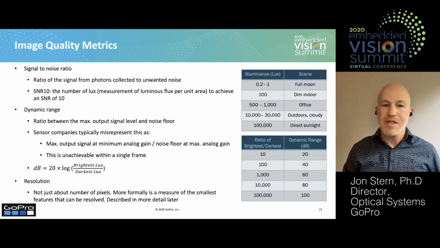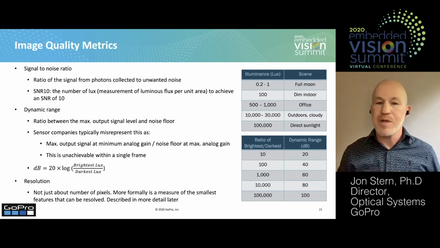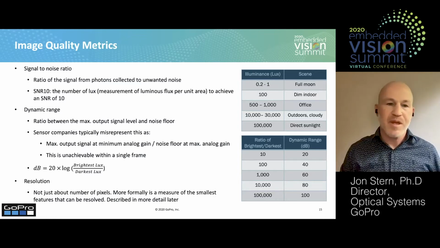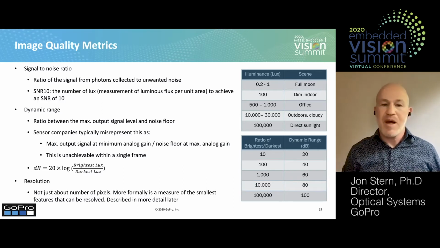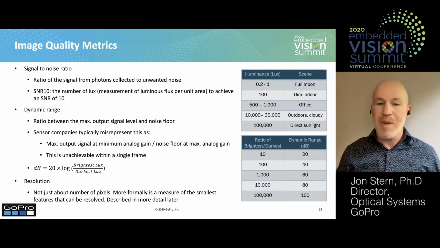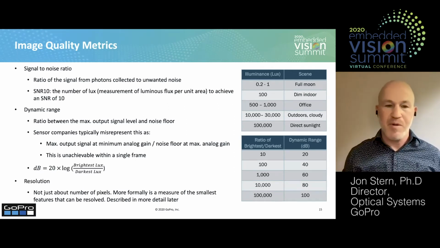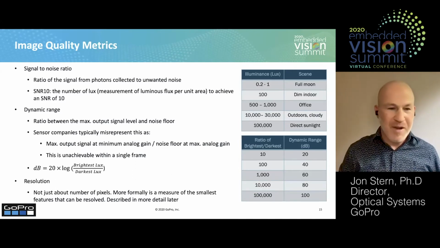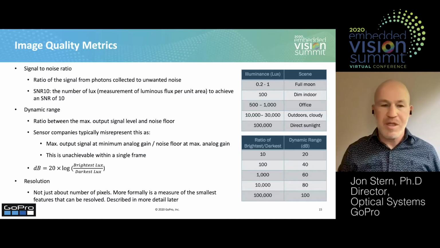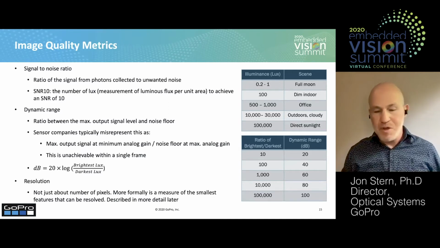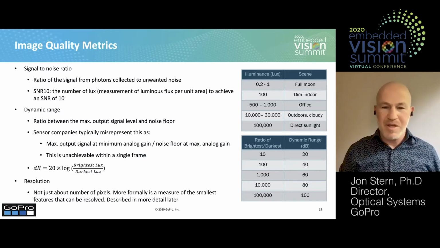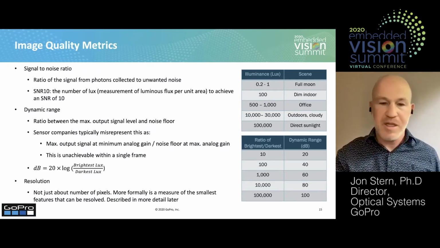Dynamic range is the ratio between the maximum output signal level and the noise floor. Something to be aware of is that sensor companies typically misrepresent this as the maximum output signal at the minimum analog gain divided by the noise floor at the maximum analog gain. This is unachievable within a single frame, so do watch out for that. Dynamic range is a log scale, so it's 20 times the log of the brightest lux over the darkest lux. Resolution, as we mentioned, is not really about pixels. It's really a measure of the smallest features that can be resolved, and we'll be talking about that in more detail later in the talk.